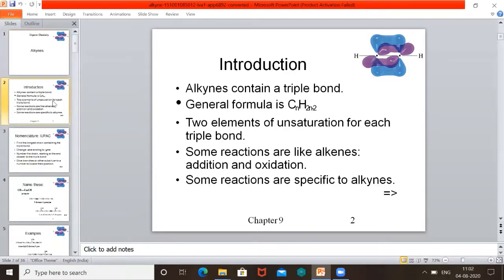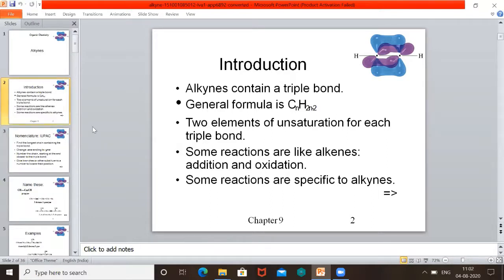So alkynes are hydrocarbons which contain a carbon-carbon triple bond. We know single bond, alkanes; double bond, alkenes; and triple bond, that is alkynes. The general formula is CnH2n-2. For alkanes it was CnH2n+2, for alkenes it was CnH2n, and now it is CnH2n-2. That means 2 less than the alkene. If 3 is the number of carbons, we have C3H4, that is propyne. Here there are two elements of unsaturation for each triple bond.